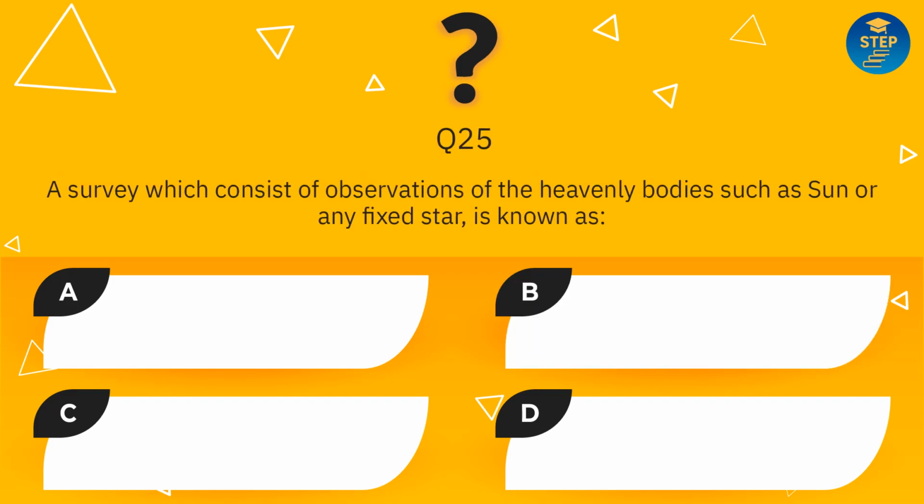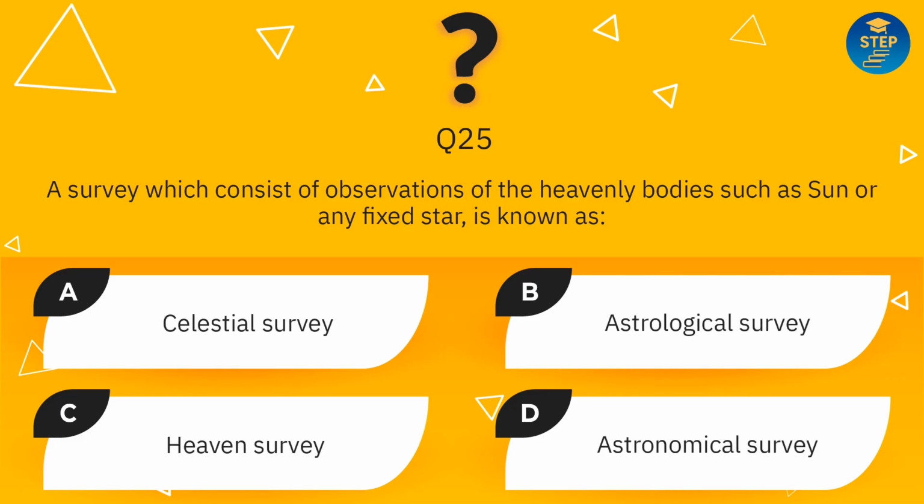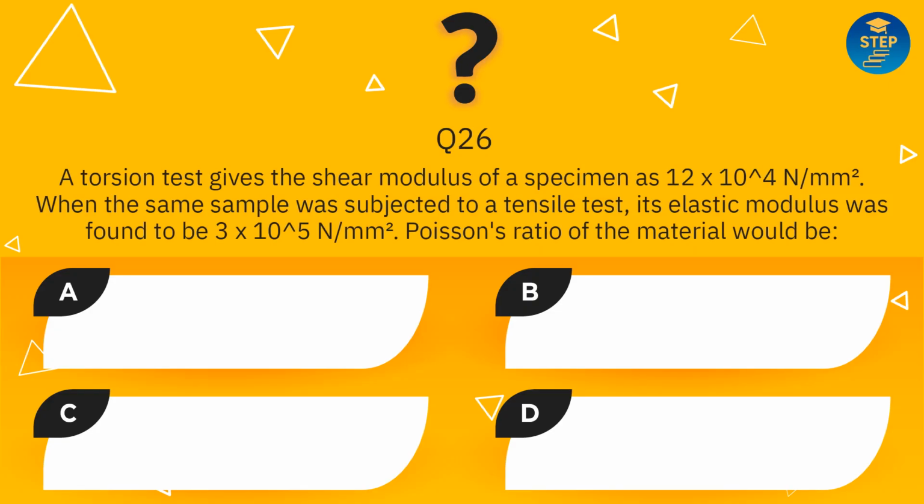A survey which consists of observations of the heavenly bodies such as sun or any fixed star is known as celestial survey, astrological survey, heaven survey, astronomical survey. Answer is astronomical survey.